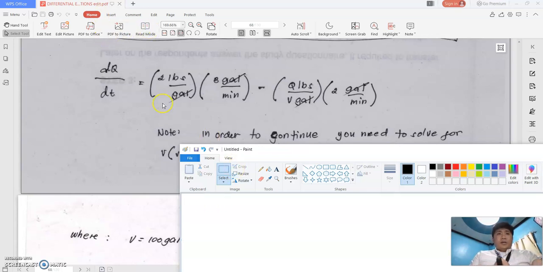Okay, let's try to solve this one. So from here you have dQ over dt, which is equal to 2 times 3, that is 6 pounds per minute, minus, that is unknown, 2Q pounds per minute.